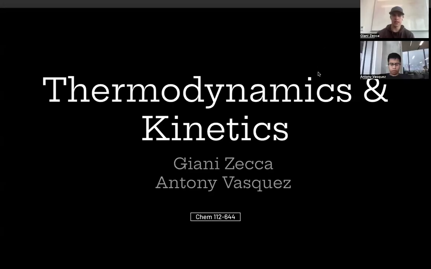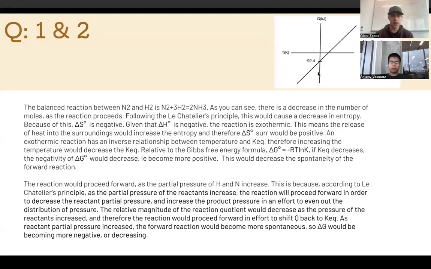All right, thermodynamics and kinetics. The balanced reaction between N2 and H2 is N2 + 3H2 = 2NH3. As you can see, there's a decrease in the number of moles as the reaction proceeds. Following Le Chatelier's principle, this would cause a decrease in entropy. Because of this, delta S is negative.